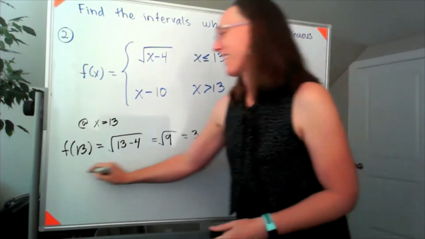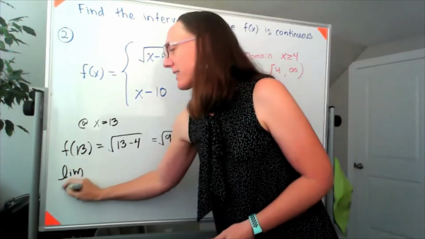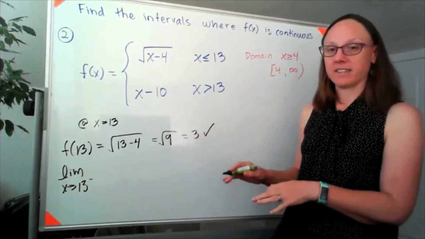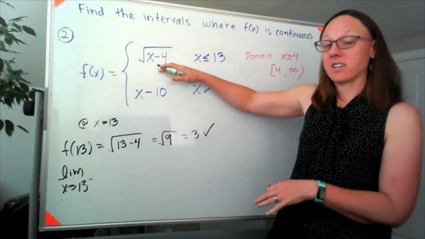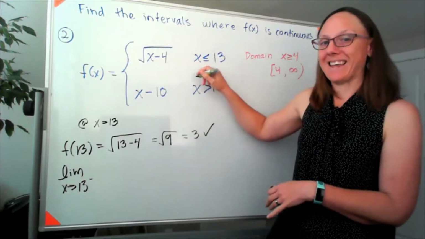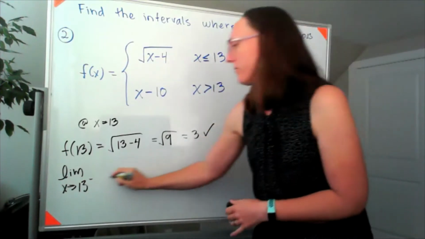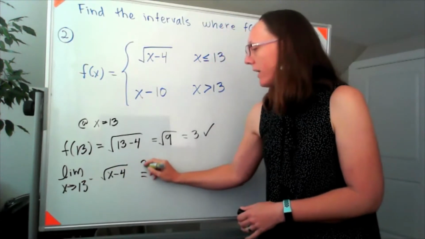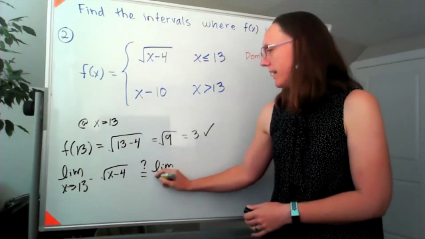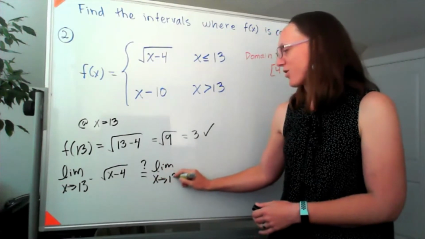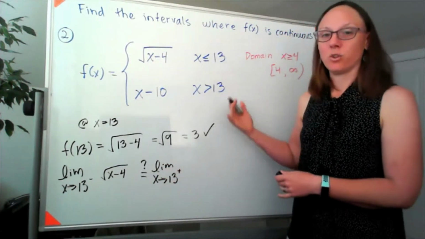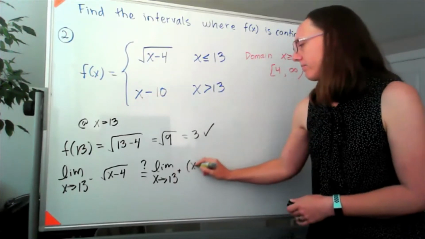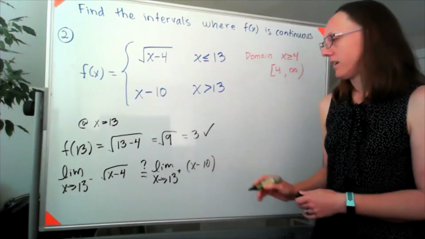Next thing I'm going to check is the limit as x approaches 13 from the left. So on the left-hand side of 13, looking at that top function, because this is where x is less than or equal to 13, I'd have the square root of x minus 4. And I want to know, is that the same as taking the limit as x approaches 13 from the right? Well, the right-hand side of 13, that's going to be this linear function, x minus 10.